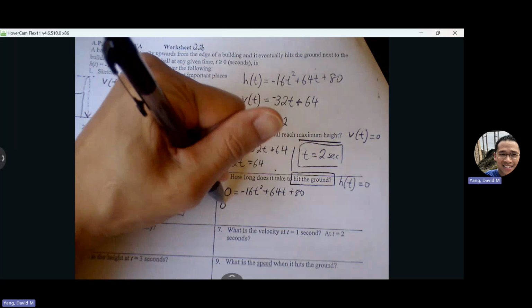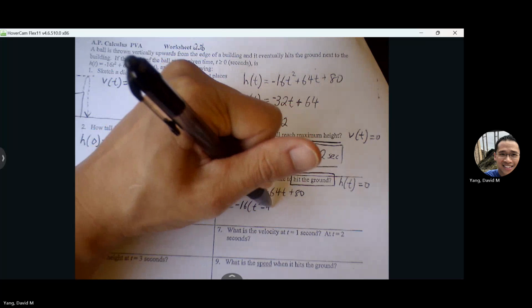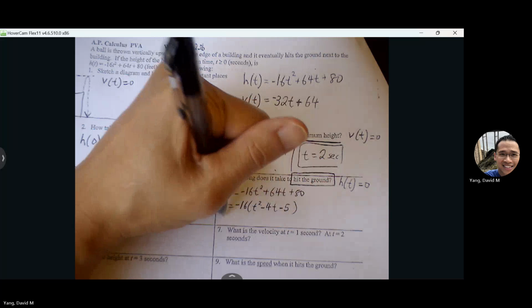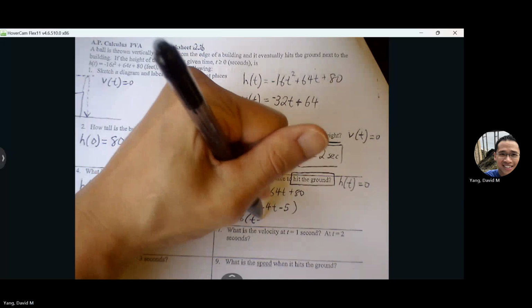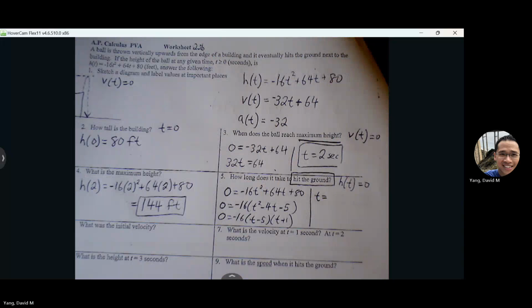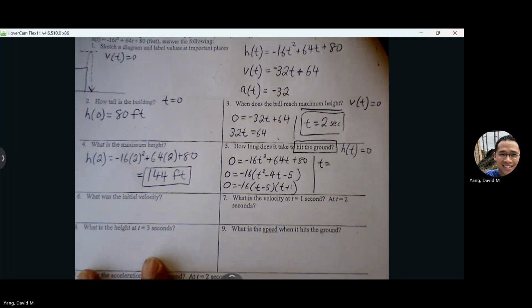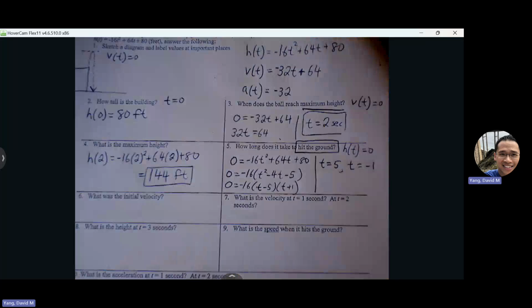Okay, this is a factoring problem here. I'm going to factor -16 out. Multiply to be -5, add to be -4. Solve for t, what do we get? T equals what? 5 and -1. Which one doesn't make sense?